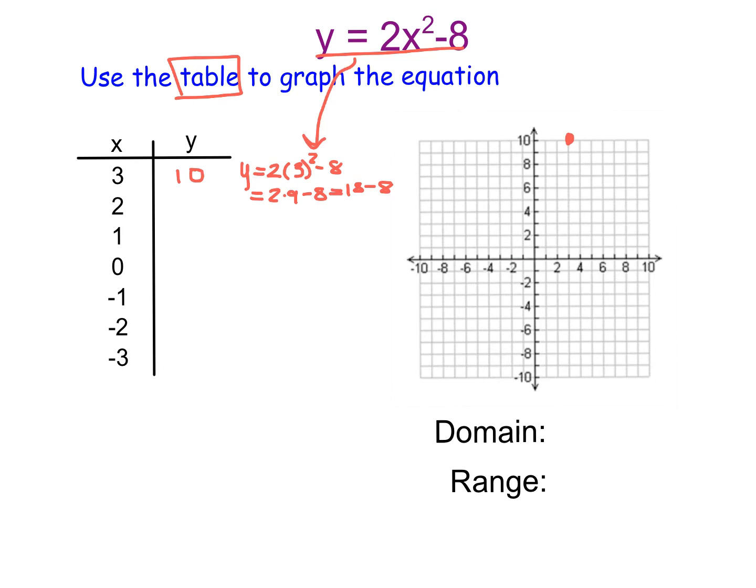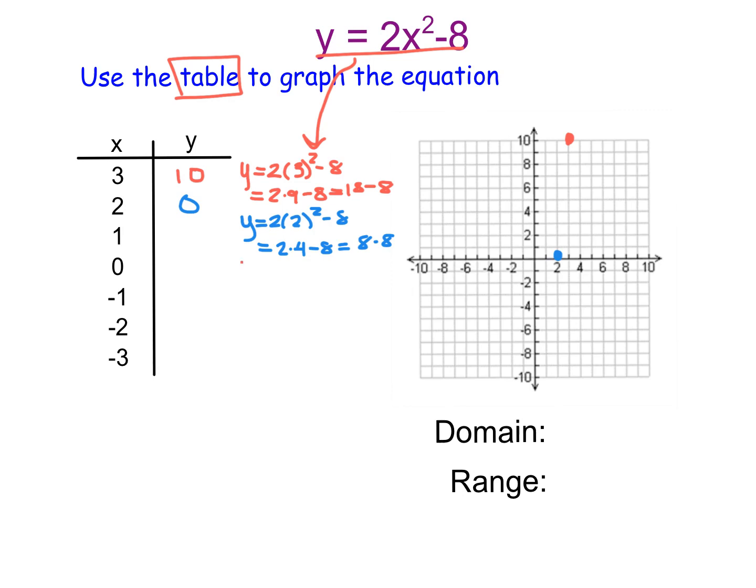Then I move on to my next point where I have x is equal to 2. So I have y equals 2 times 2 squared minus 8. Again, I follow the order of operations. So I have 2 squared is 4. So 2 times 4 minus 8, which becomes 8 minus 8, which is 0. So my next point is x is 2, y is 0.